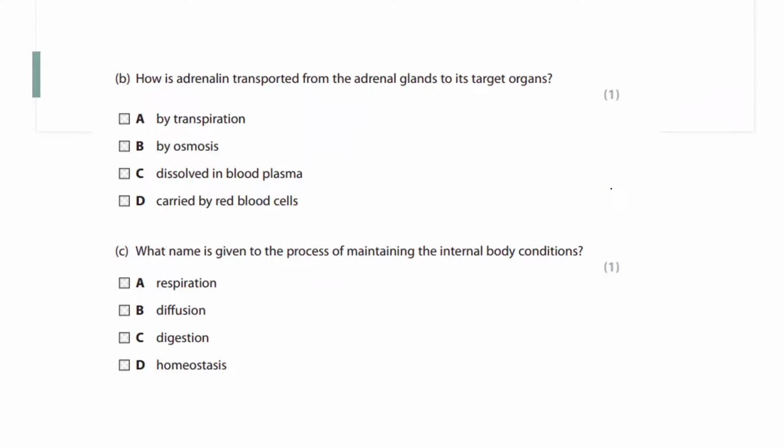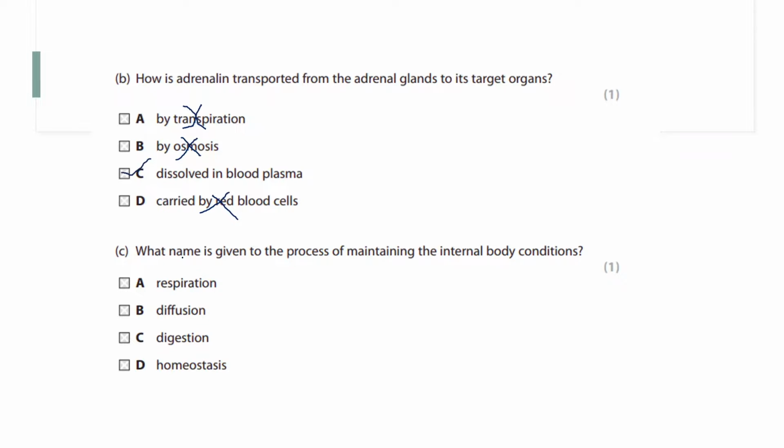How is adrenaline transported from the adrenal glands to its target organs? We've got lots of multiple choice here. Transpiration, no, because that's a plant thing. Osmosis is very specific, it's the movement of water, so it's not that, because we're not moving water around. Dissolved in blood plasma, or carried by red blood cells? Only one thing is carried by the red blood cells, and that's oxygen. We're talking about adrenaline, so it's dissolved in the blood plasma.